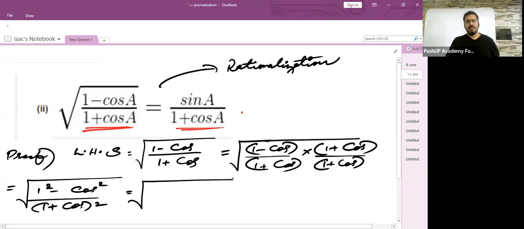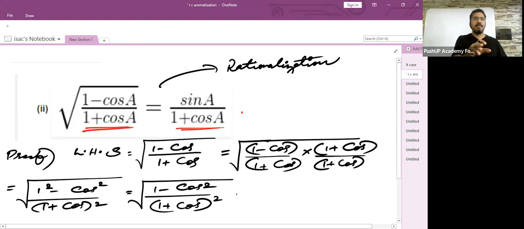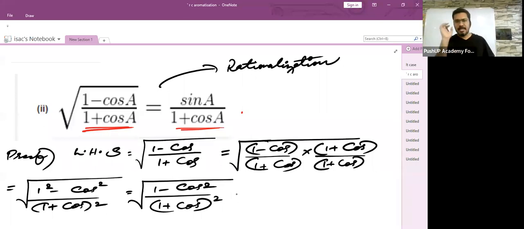Now this is equal to square root of 1 square minus cos square, which is 1 minus cos square, isn't it? We will do it in the next step, Sandra. So 1 minus cos square divided by 1 plus cos the whole square. Many students make this mistake with 1 minus cos square and 1 plus cos the whole square. Some students feel that both the expressions are the same. No, children, 1 minus cos square is different and 1 plus cos the whole square is different.